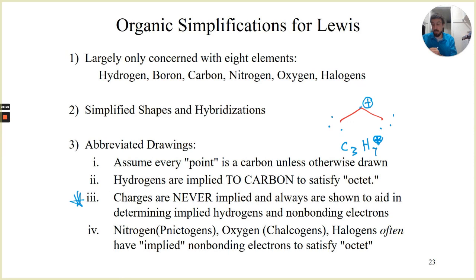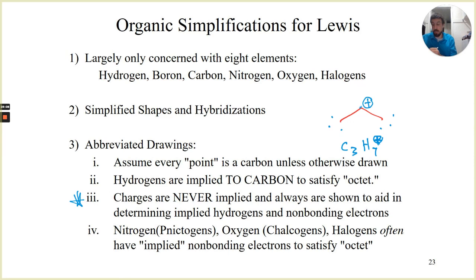They're never implied and they're always shown. The reason is that can help us understand implied hydrogens, and it can also help us understand if there are non-bonding electrons. So maybe we have a lone pair there.